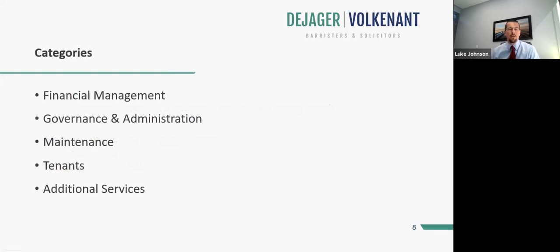So there are 5 categories of policies dealing with financial management, governance and administration, essentially board decisions. There's a set of policies dealing with maintenance issues related to your building. Probably the most important section and the longest section is dealing with tenants, the back and forth day-to-day decision making for individual tenants, and then additional services, which would cover things like organizations that specifically provide housing for seniors, or if there are other unique aspects of the work that your organization does.